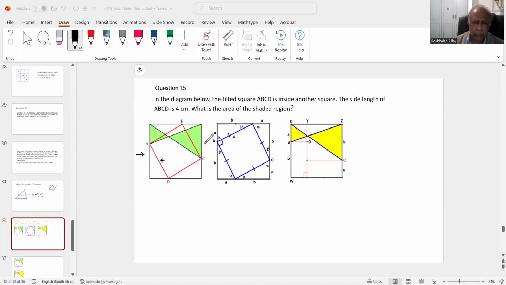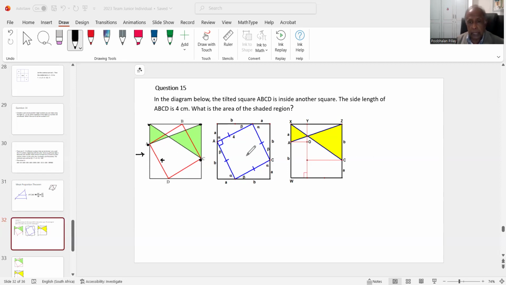Now you've got a funny region here. What you do is you take one vertex of the tilted square and you join it to a vertex of the original square to get a line, and likewise another vertex of the tilted square is joined to that vertex. Now when you join that, you've got this figure here, and you want to know what the shaded region is. What is the area of this green part?